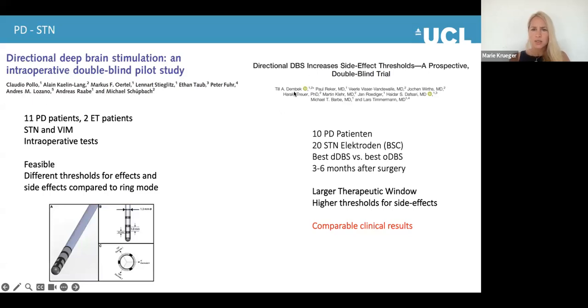And this one is a study from Dembeck that was published in, I think, 2017. It's quite representative of all the other studies that were published around that time because it had a small number of patients and a short follow-up time, but they all showed the same. Basically, the therapeutic window is larger in the directional electrodes, they have a higher threshold for side effects, but the clinical results are actually comparable to the omnidirectional settings or electrodes.